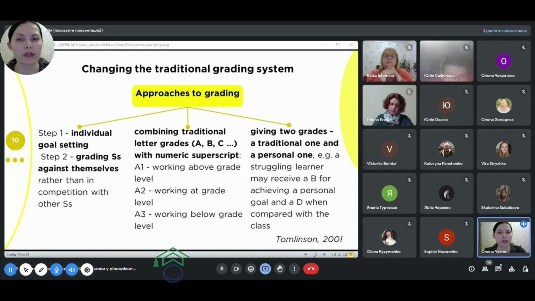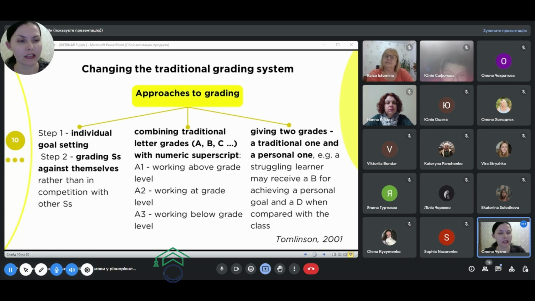The second approach, you can combine traditional letter grades. Here we have letters, but still like A, B, C, D, with numeric superscript. For example, you can give your student an A, but it can be A1, A2, and A3. A1 means that your student is working above grade level. A2, your student is working at grade level. And A3, your student is working below grade level.